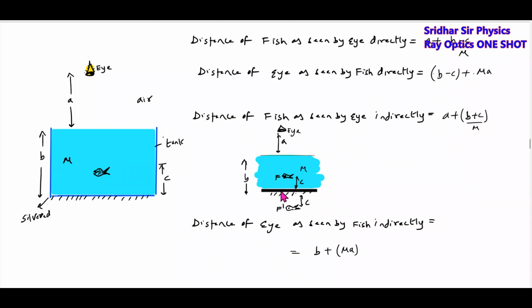That particular thing will form the image. Then plus C. Because the fish is at a distance from the mirror, no? So the distance of the eye as seen indirectly means we have to write in this way.